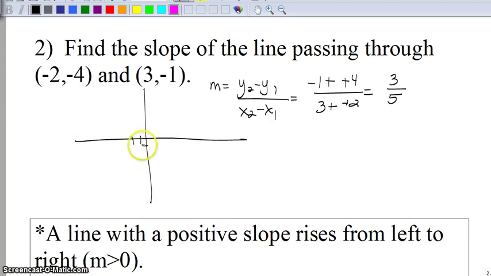If we plot these 2 points, -2, 4, and 3, -1, and we look at the line that passes through these 2 points, notice that the line rises from left to right. And if we start from one point on the left and we go to another point on the right, we have to go up 1, 2, 3, and over 1, 2, 3, 4, 5 to get to another point. So every time the x increases by 5, the y increases by 3.